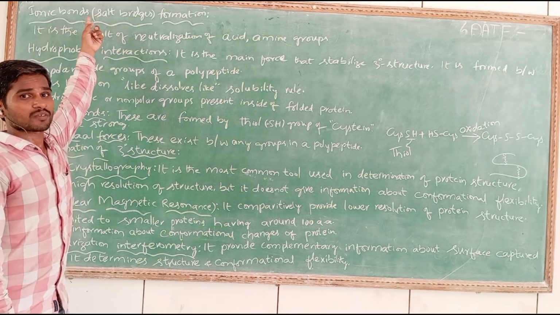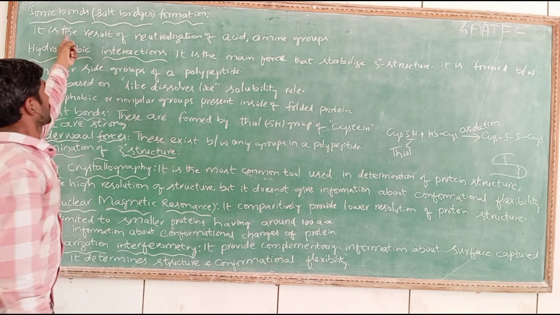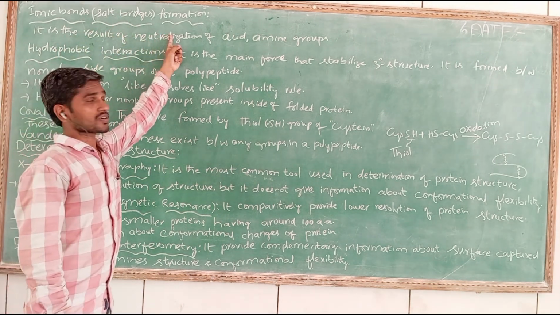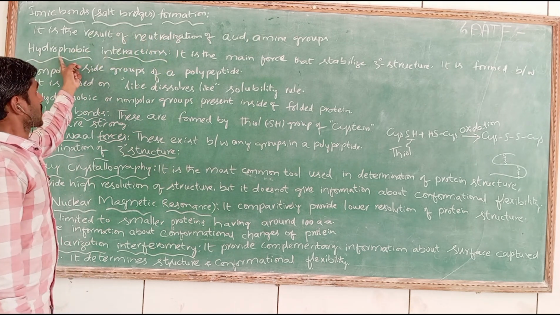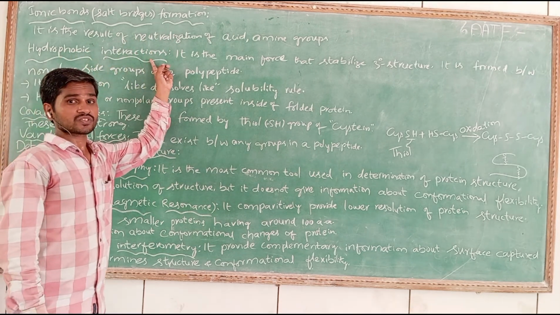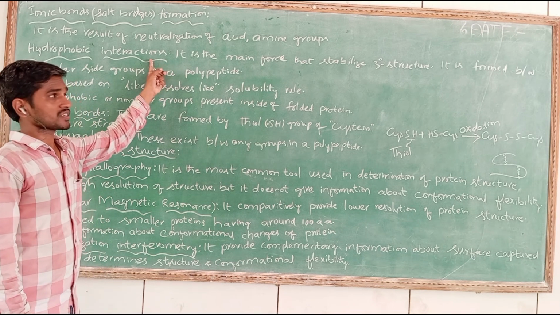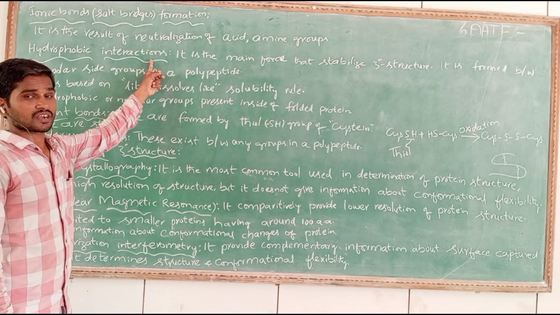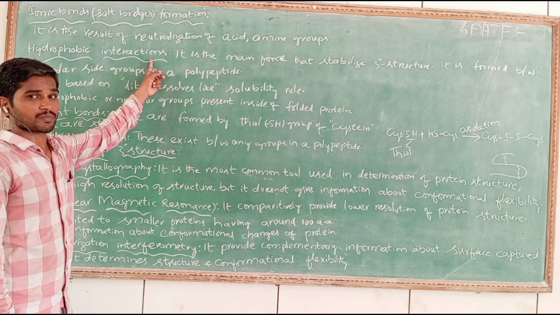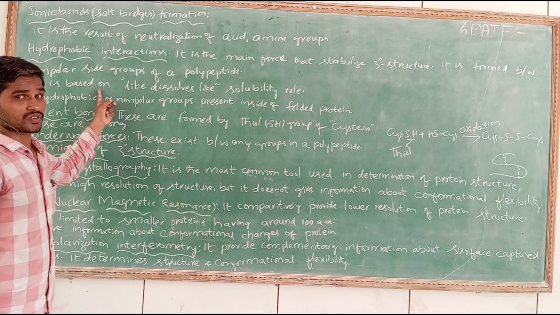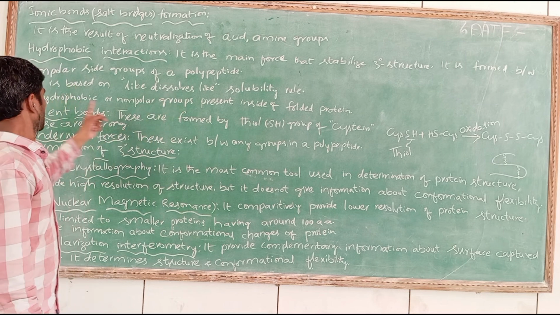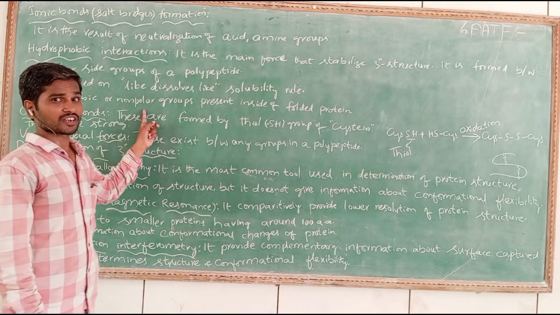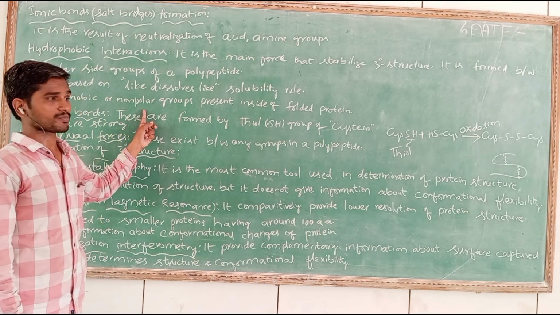Ionic bond formation: ionic bonds are also called salt bridges. It is the result of the neutralization of acid and amine groups of the amino acids in a polypeptide. Hydrophobic interactions are the main cause of stabilized tertiary structure. They form between the side chains of the amino acids in a polypeptide, based on the solubility rule, like dissolves like. Hydrophobic or non-polar groups are generally present inside the folded protein.